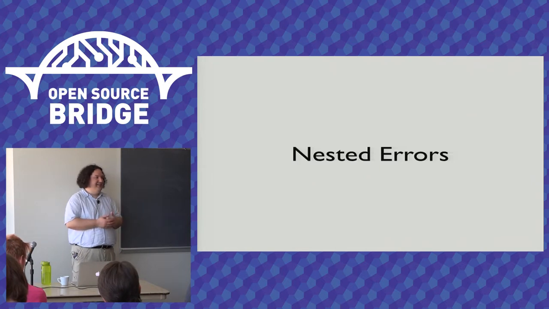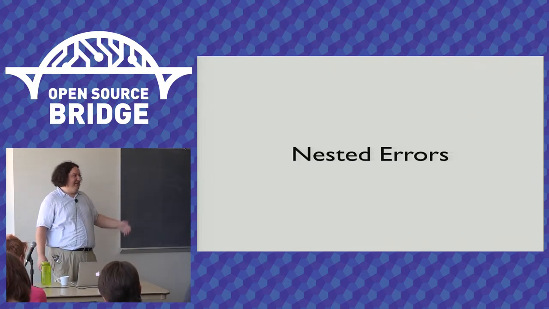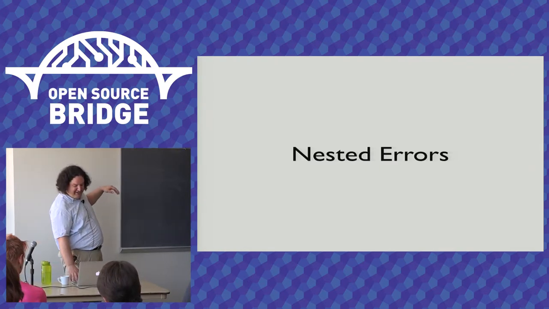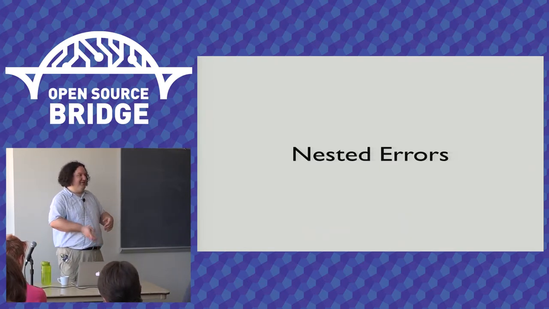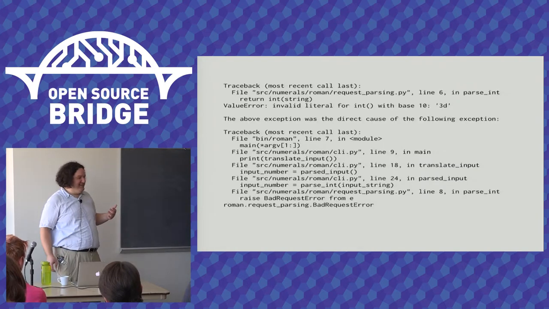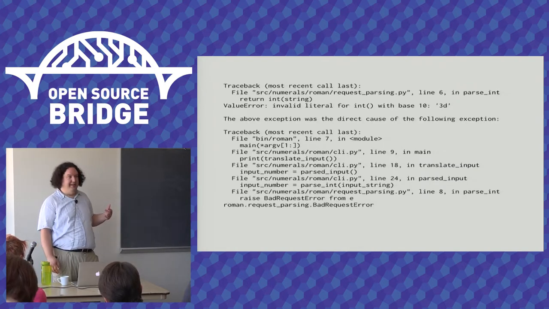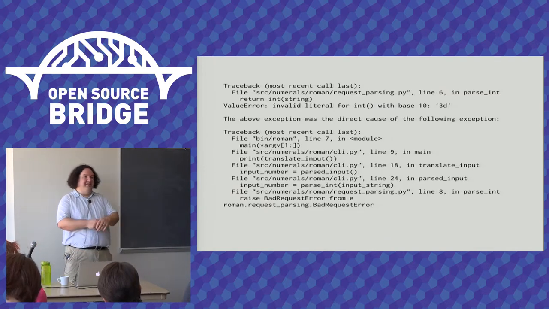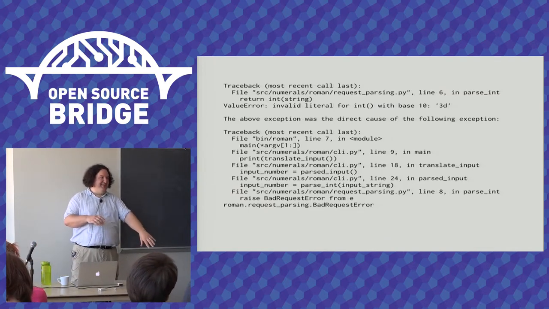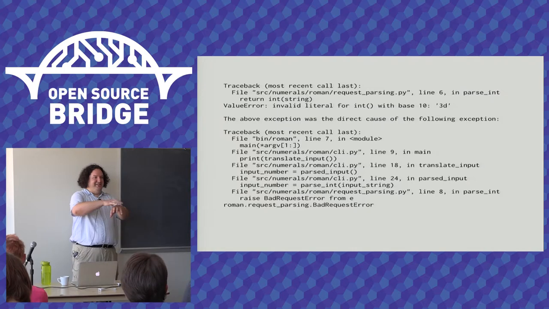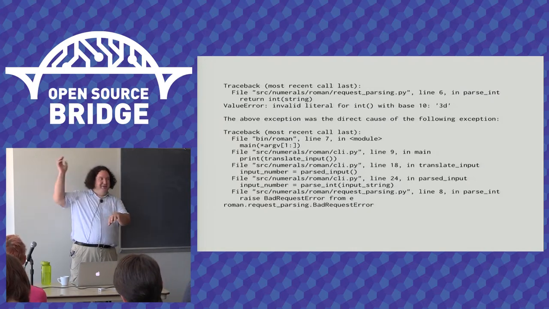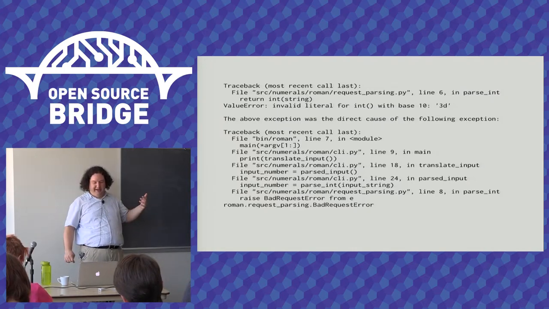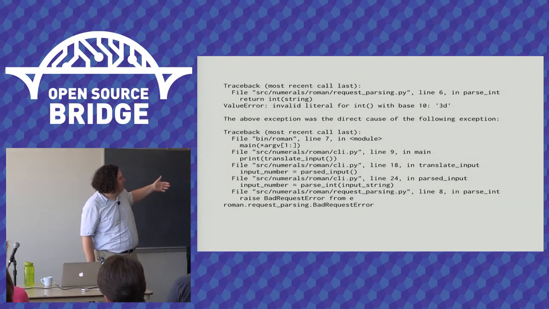One is nested errors. Sometimes you'll have one error that bubbles up, and then something else catches it and throws a new error. Unless you're prepared for it, it makes things a little harder to read. So you've got one error that was thrown from the very insides of the code, and then it was caught somewhere else and a new error based on it was thrown out from there. In Python, that ends up looking like this.